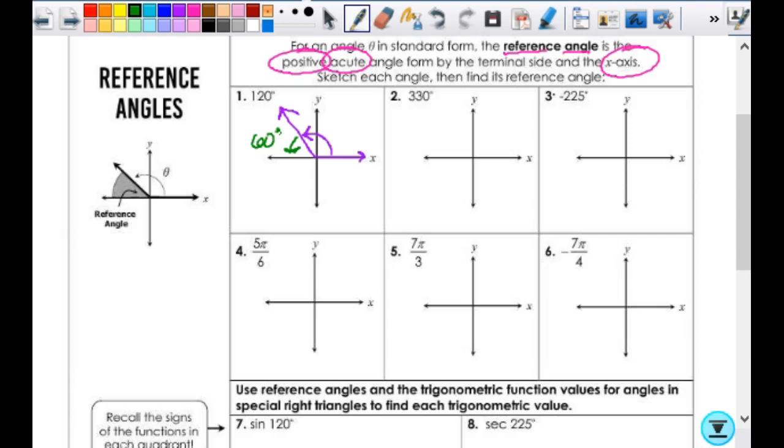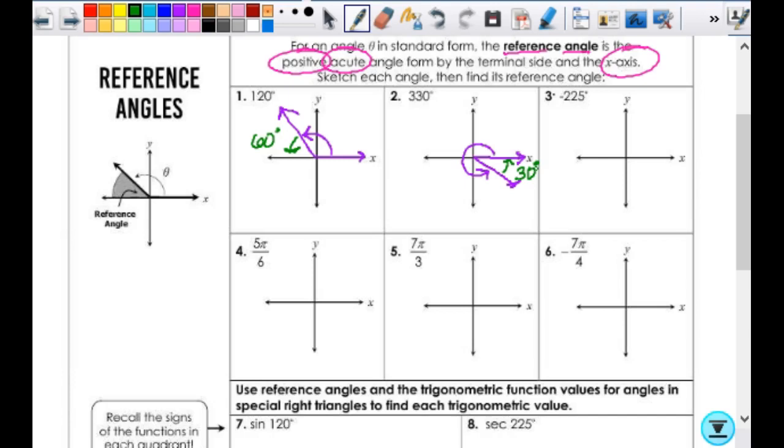All right, so 330, what quadrant would that be in? Fourth quadrant. So I start here. If I go all the way around, that's 360, but I don't make it that far. I have to back up how much? 30. Here. So this is my 330-degree angle. My reference angle would be what? 30 degrees. And it doesn't matter if you have to go clockwise or counterclockwise to get back to the x-axis. It is positive, always. It's always positive, always acute.